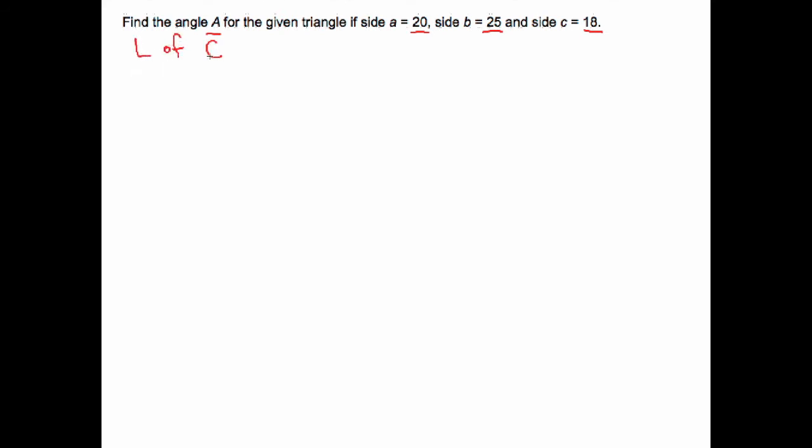And the way the law of cosines is set up is, since we're looking for angle A and we have the side opposite it, we start with a squared, and that's equal to the sum of the squares of the lengths of the other two sides, b squared plus c squared, minus 2 times bc, times the cosine of the angle that's opposite side a. And we have some information. We know that side a is 20, and this has to be opposite angle A.